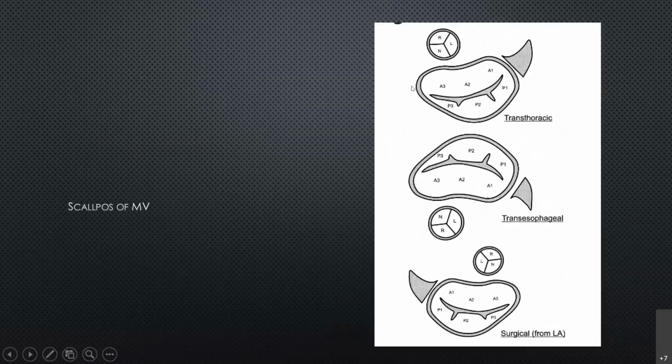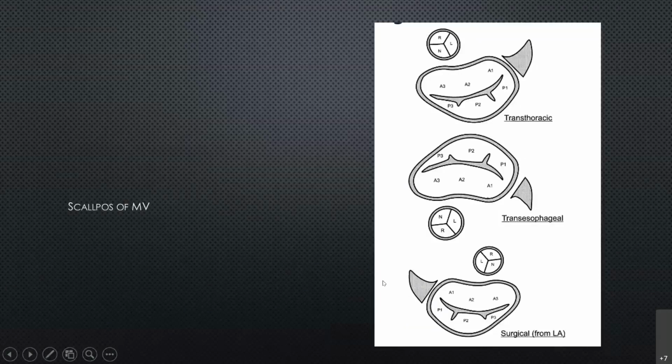This, I think, all of you should come into memory as well. Transthoracic, when we look at the mitral valve on FOSS, A1 through A3, P1 through P3, A1 and P1 are next to the appendage. And this is how we see it, the middle image. This is how we first see it on transesophageal echo.